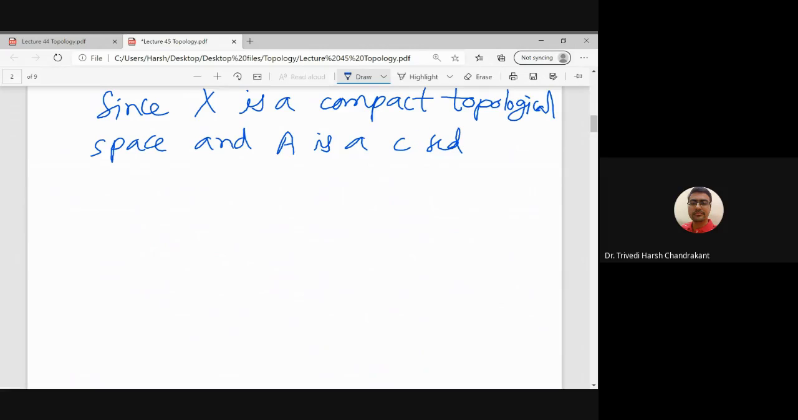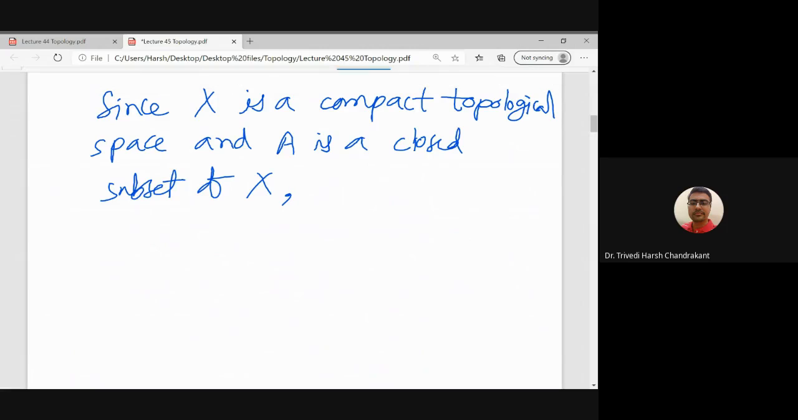Right. So A is a closed subset of a compact space. We proved one result that says that every closed subset of a compact space is always a compact space. So since X is compact and A is a closed subset of X, A is also compact.